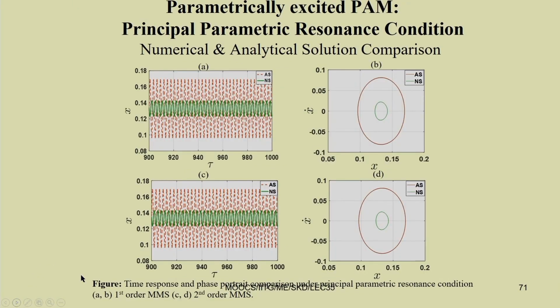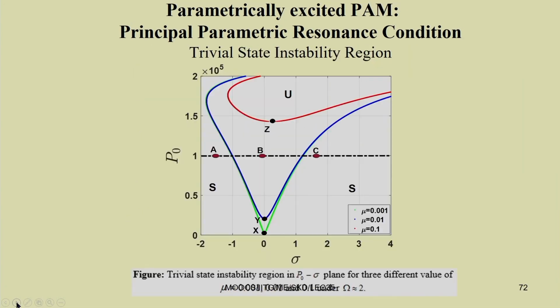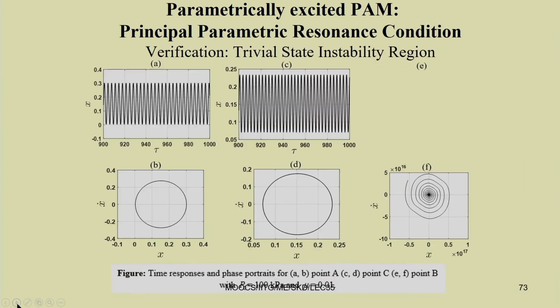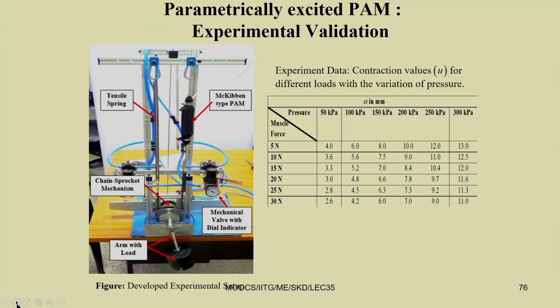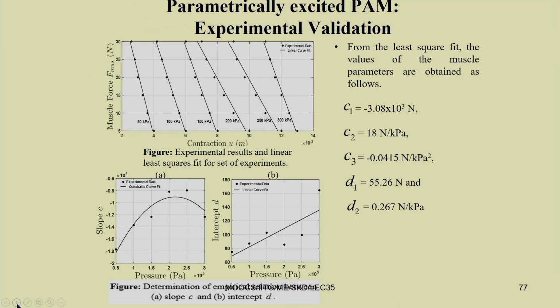Okay, so this is for principal parametric resonance, some comparisons have been made here. This is principal parametric resonance, trivial state instability regions have been plotted and these verifications have been carried out. Similarly, experimental verification has been carried out.